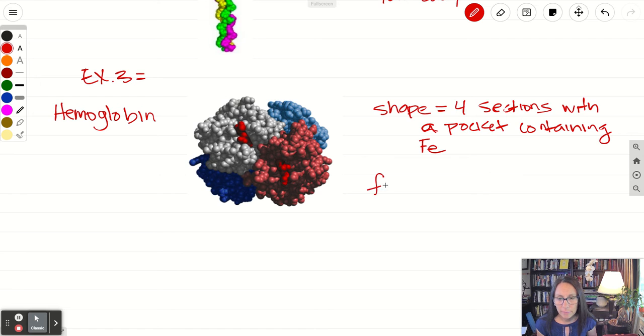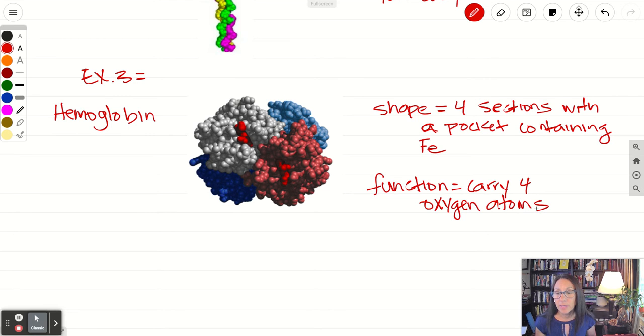So I'm going to write that. The function is to carry 4 oxygen atoms. Okay, and what it does is it picks it up in the lungs, takes it to the rest of your body, drops it off to all the cells, and then picks it back up, drops it off, picks it back up, drops it off. That's all it does all day long, 24 hours a day. Okay, so that is a function of hemoglobin.